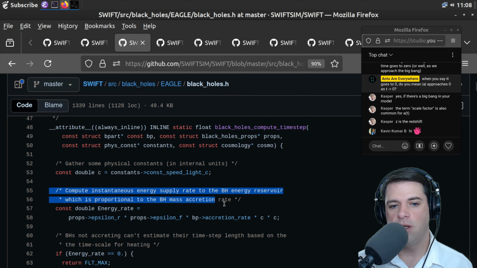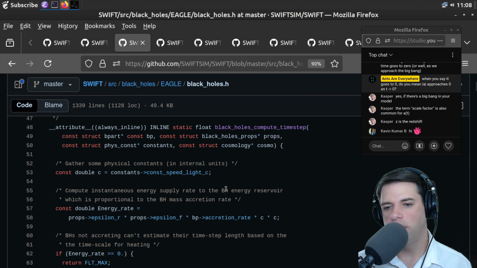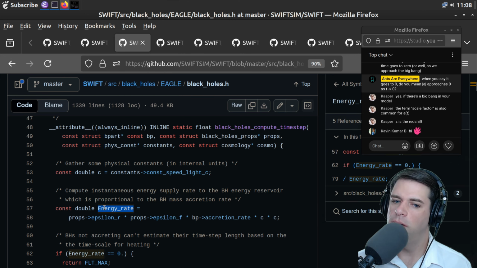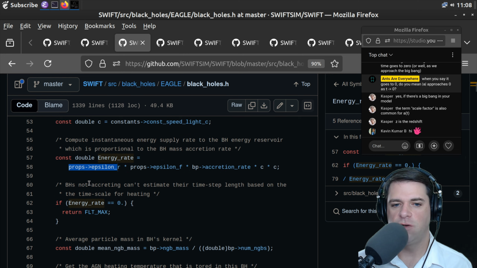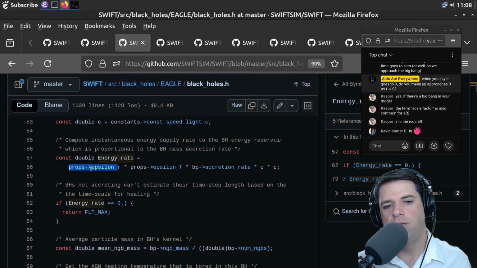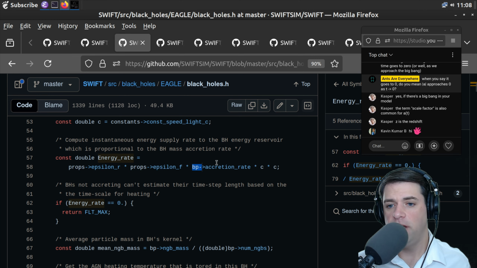And then we compute the instantaneous energy supply rate to the BH energy reservoir. BH is presumably black hole. And this is proportional to the black hole mass accretion rate. So the energy rate with a capital E, which is a little bit unusual for a local variable. We're going to take the props, which is the cosmology struct that we saw. This like the God struct. Props has some epsilon r, and we're going to multiply it by an epsilon f that's also in there. BP has an accretion rate.